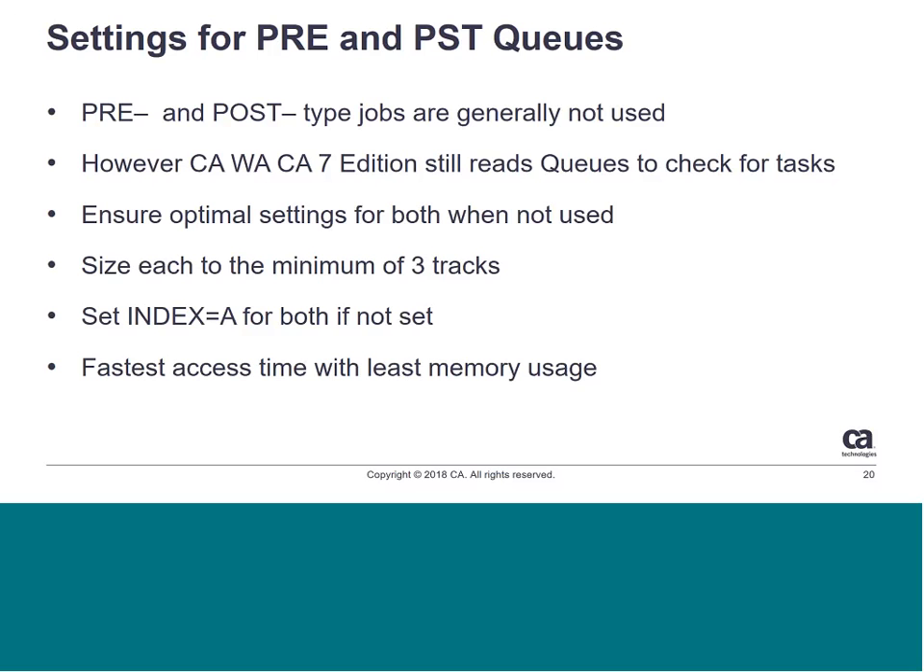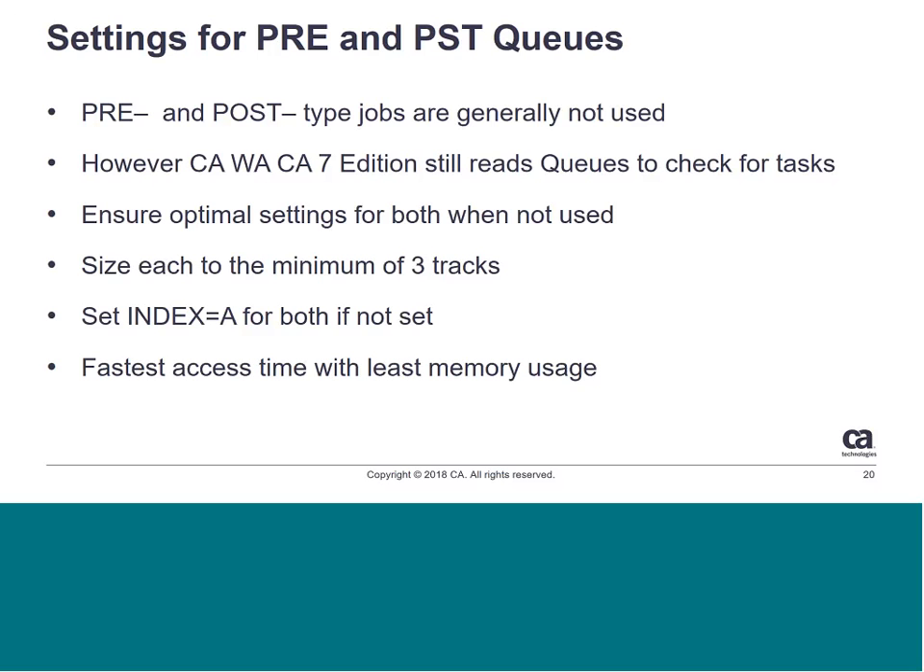So the best thing for those is to set them to optimal values for when they aren't being used. The size of each needs to be at a minimum 3 tracks, not 45 as shown in the example before. So initially use 3 tracks. That's your minimum requirement. Set your pre and post queues up to be 3 tracks long.